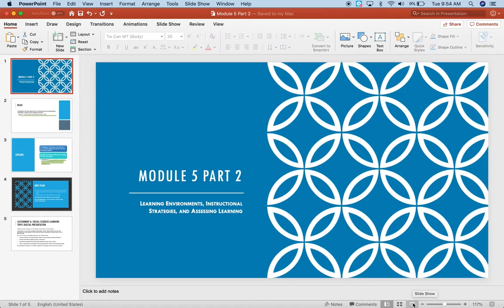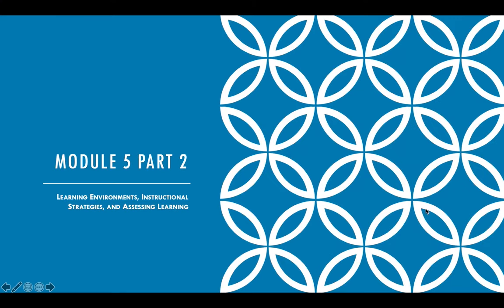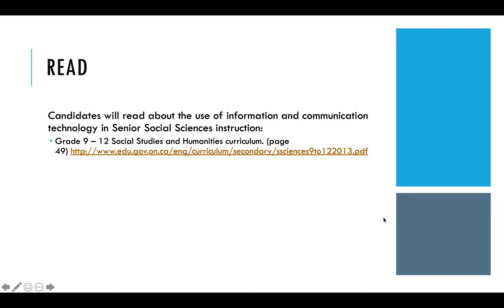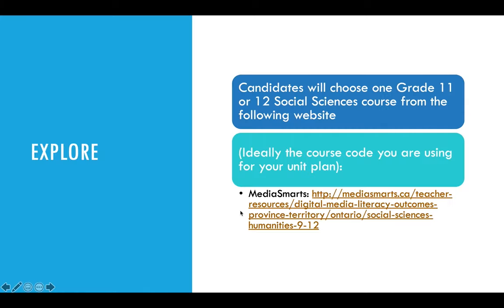All right, in Module 5, Part 2, the first part of this module is just providing you with a resource or an idea for integrating technology and using some of those things in your course and when you're planning your unit plan. So it gets you to read page 49 about using more tech in your classrooms. So this is from a Media Smarts website.